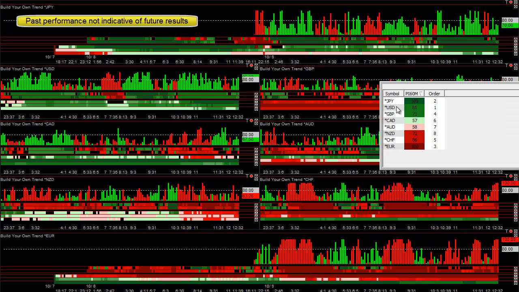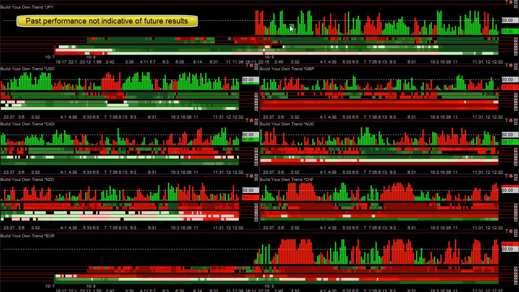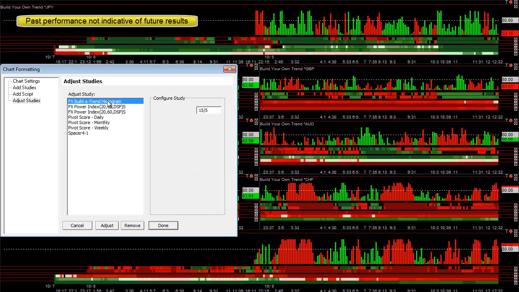You can see the yen, dollar, pound, and CAD are the strongest. Euro, Swiss, and New Zealand are the weakest. The real-time trend strength is on the top. It's made up of multiple different tools, which, in this particular version of Build Your Own Trend, you can set those weightings to whatever you want.